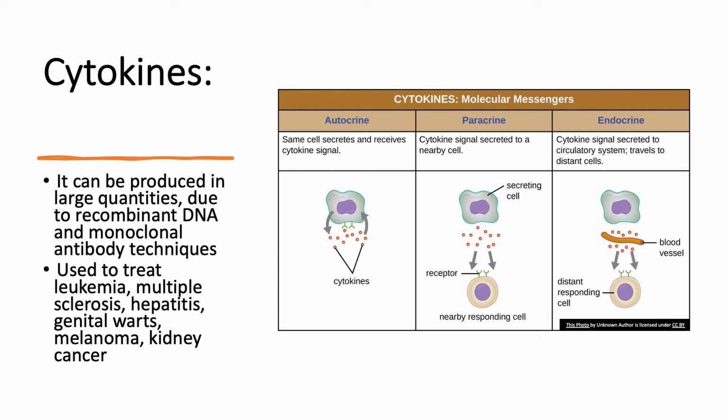Cytokines are part of immunotherapy. They can be produced in large quantities due to recombinant DNA and monoclonal antibody techniques, and are used to treat leukemia, multiple sclerosis, hepatitis, genital warts, melanoma, and kidney cancer.